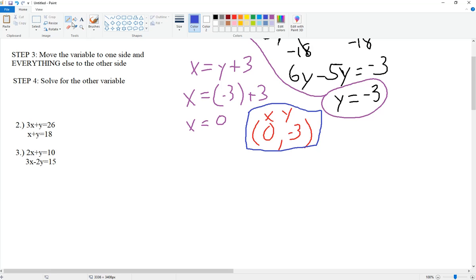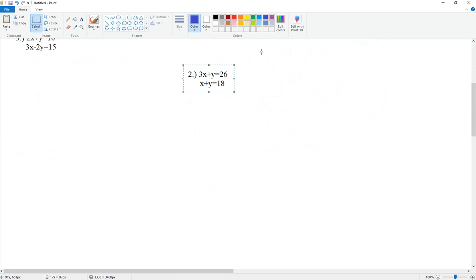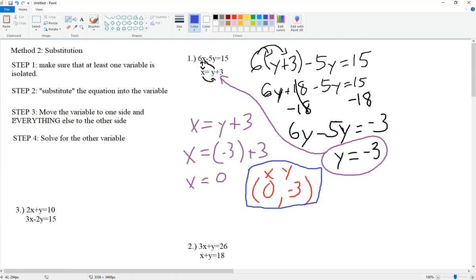All right, so let's do the second problem here. We have 3x plus y equals 26, x plus y equals 18. While I'm doing this, you're not going to be able to see the steps, but if you want, you can write them down as notes. It's really good to have them next to you in case you're wondering what to do next, and you don't constantly have to be rewinding the video to see what was step 1, 2, 3, 4.